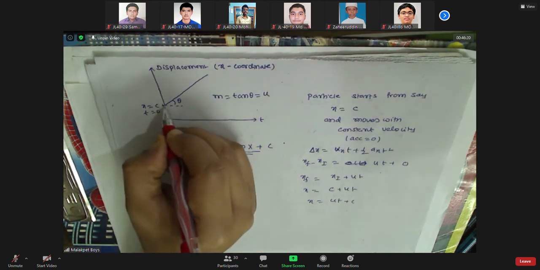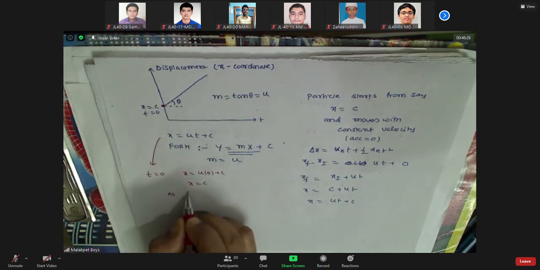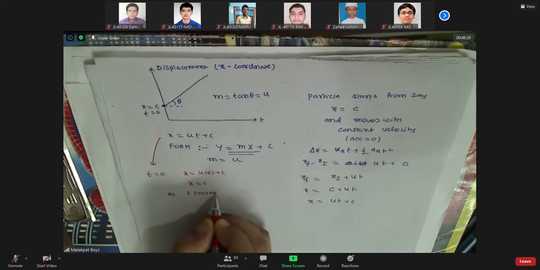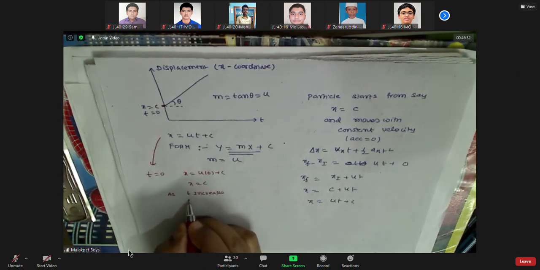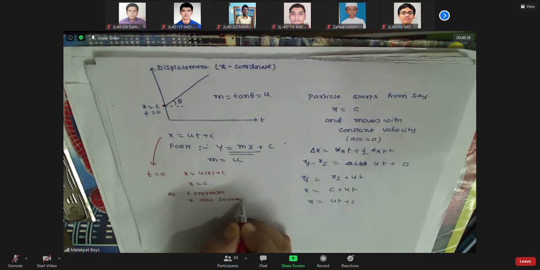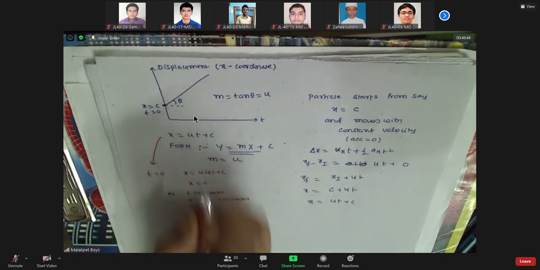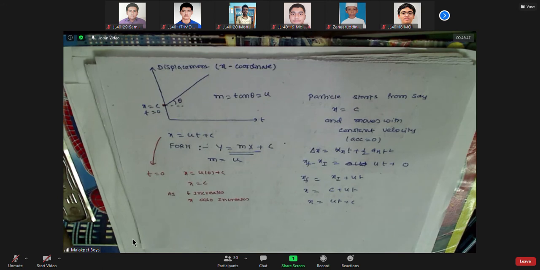You got 1 point. As t increases, what happens? x also increases. Now you see, if the powers are 1, always the graph is a straight line. Remember that. If the power of the variables is 1, x power 1, t power 1, you should join with a straight line. Understood? Otherwise, you join with a curve. Understood this?